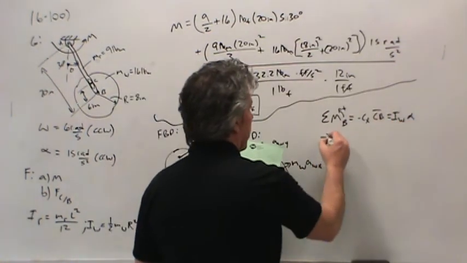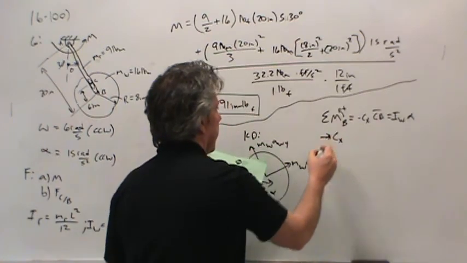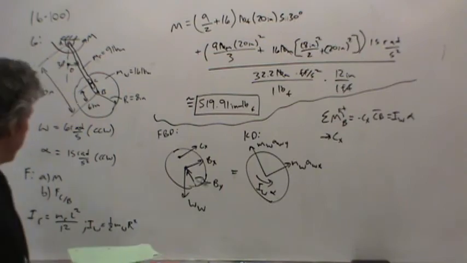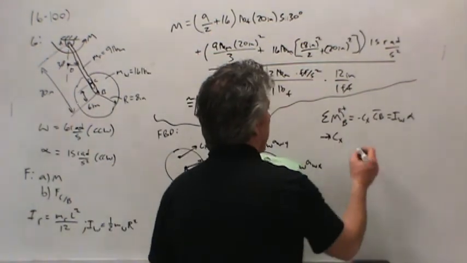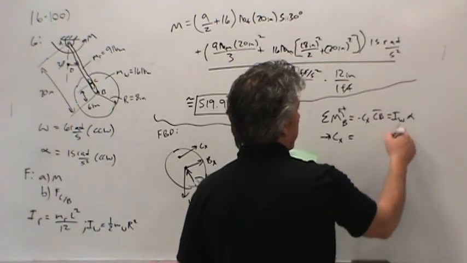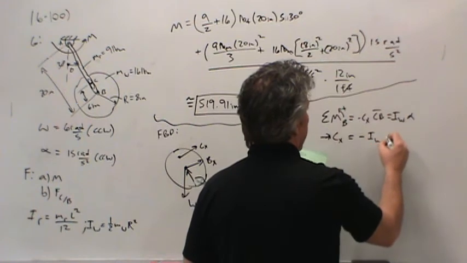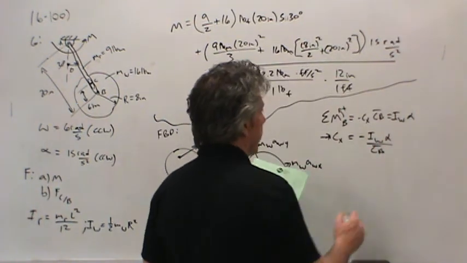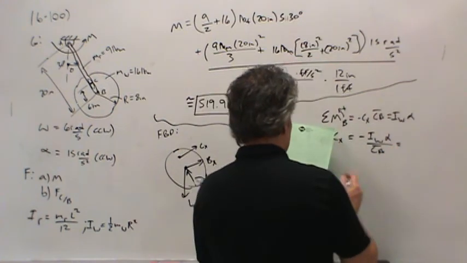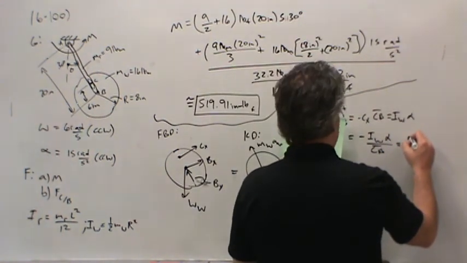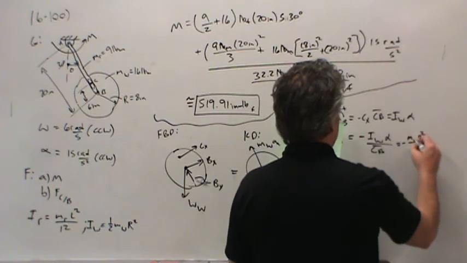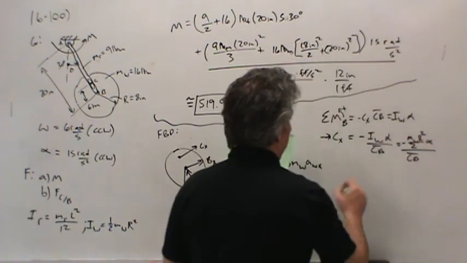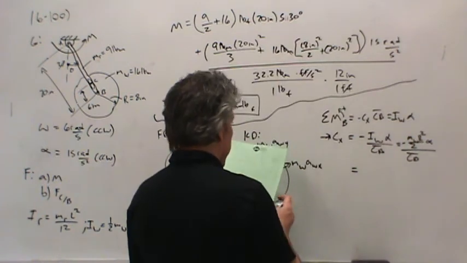So solving for Cx, which is the question really, right? Because the question is how much force is between the pin and the wheel. That's Fc on B or B on C. Then that is equal to, let's put the negative sign on the other side, I_W alpha divided by the distance CB. I_W is, of course, mass of the wheel, radius squared, divided by 2. And so now I can calculate Cx.